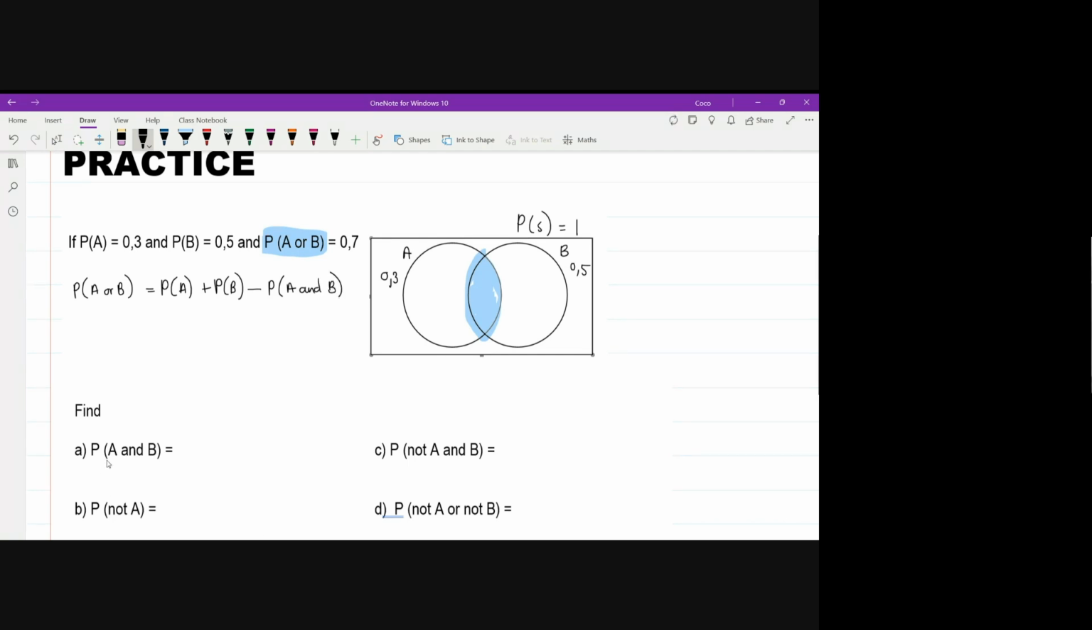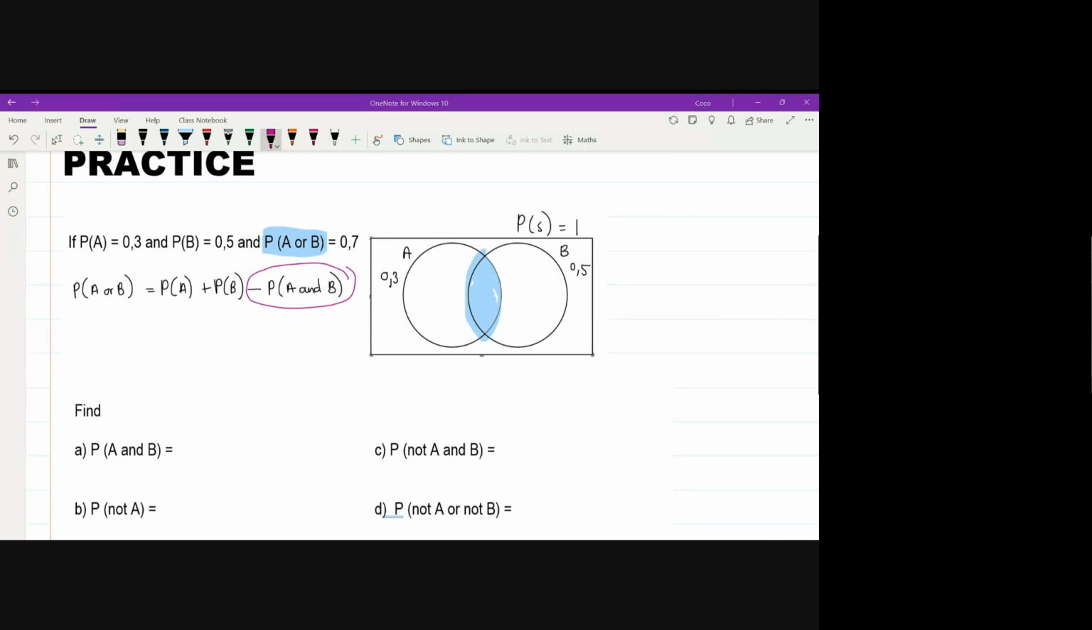Because we're calculating the probability of A and B, we are going to make this part the subject of the formula. So we're going to replace all the other things with what we have, and then solve for the probability of A and B. Thumbs up. Am I making sense? Is everybody okay with this idea?